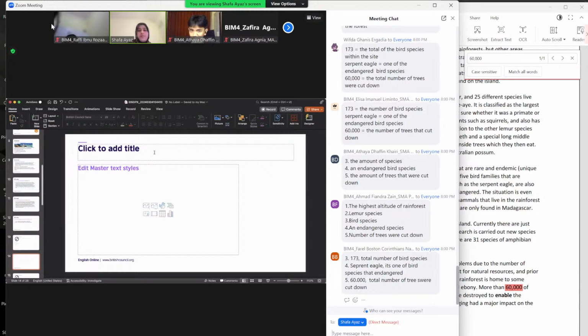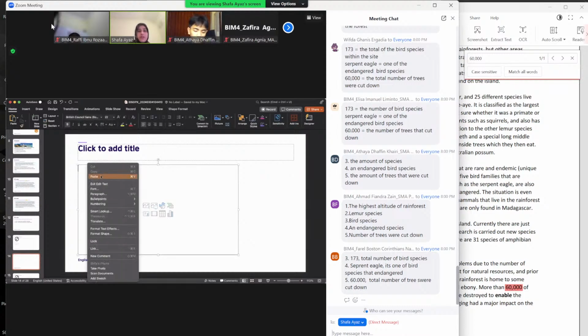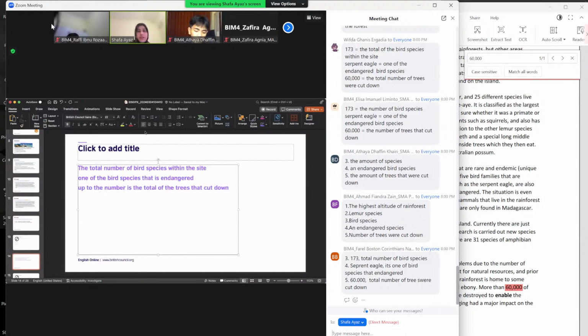Right. I'm just reading your answers. Most of them are similar and they are something like this. So you're saying 173 refers to this one. That is the second one, which is the name of the eagle. And the third one is the number of trees that were cut down. Yep, your answers are correct.